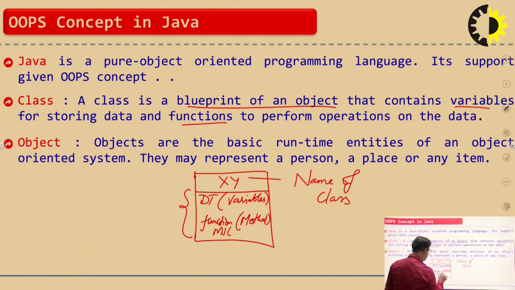For example, M1 is a method, and int a is a variable that is being created in the class XY. So this is the actual blueprint for creating variables or methods that is being represented here in a class. Now, these are actually called members of this XY class. That's why it is called a class, a blueprint of an object.